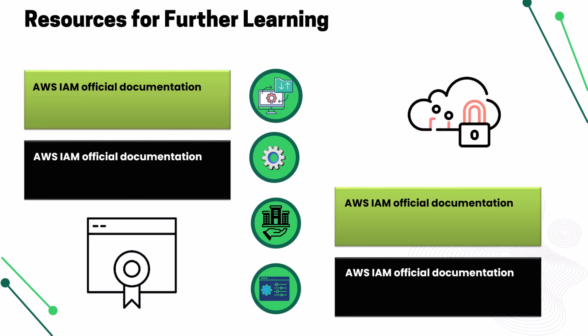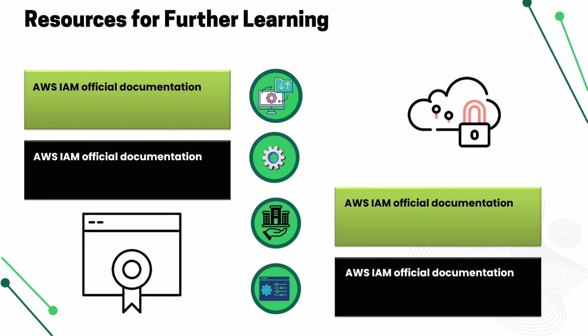Want to become an IAM expert? Start with AWS's official documentation. It's the holy grail of IAM knowledge. The Security Best Practices Guide is a must-read for keeping things safe. Community forums and AWS re:Invent sessions are great for learning from real-world experiences. And if you're serious, hands-on labs and certification courses will take your skills to the next level.